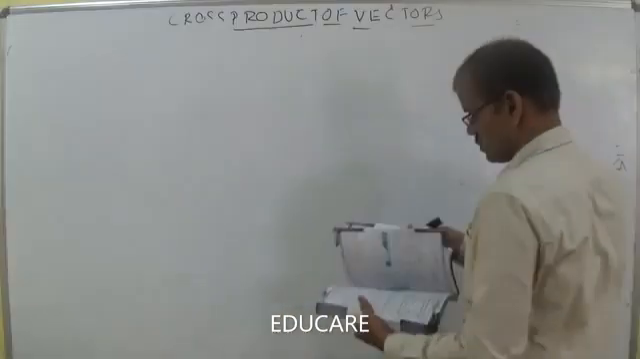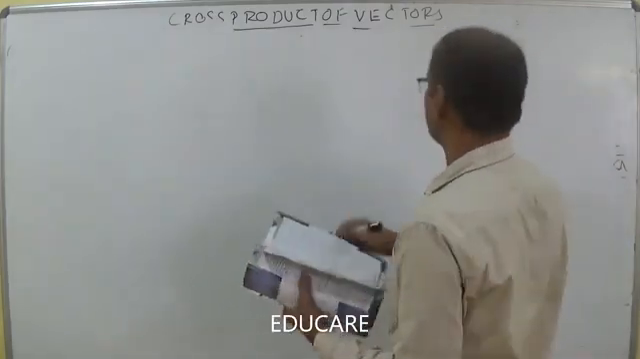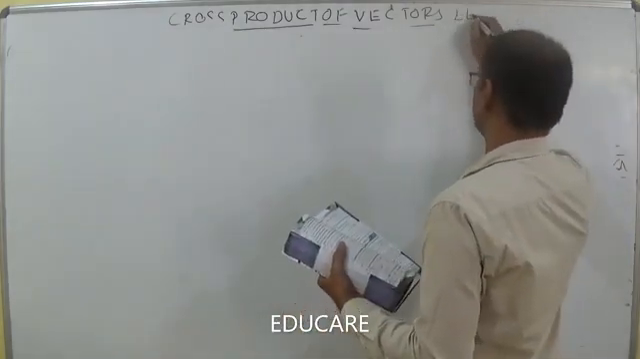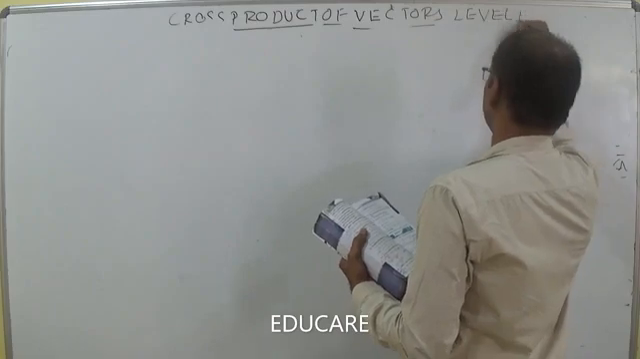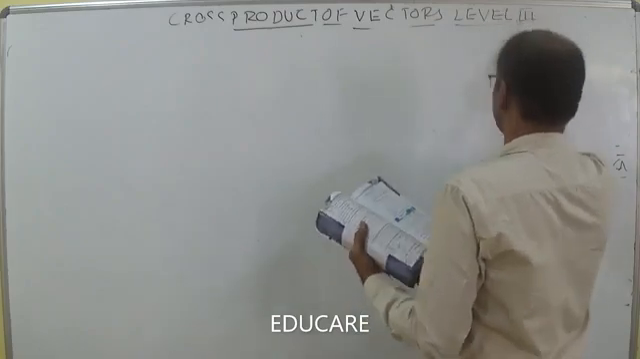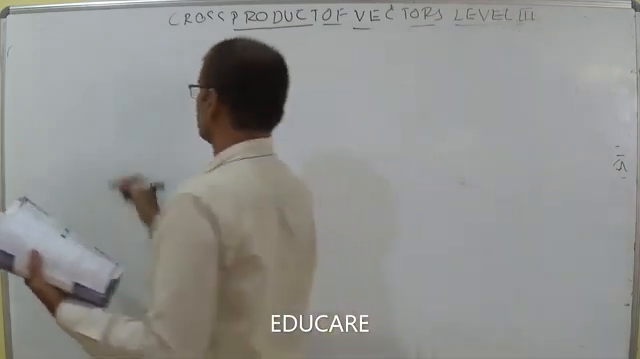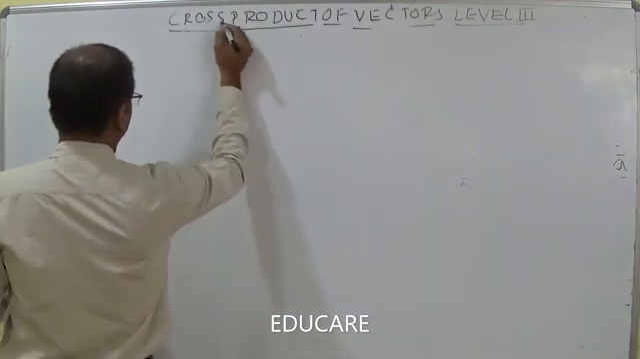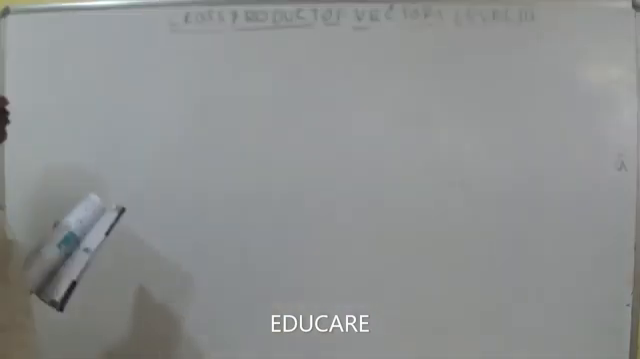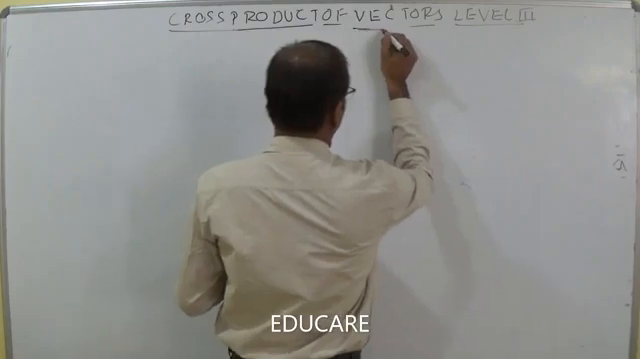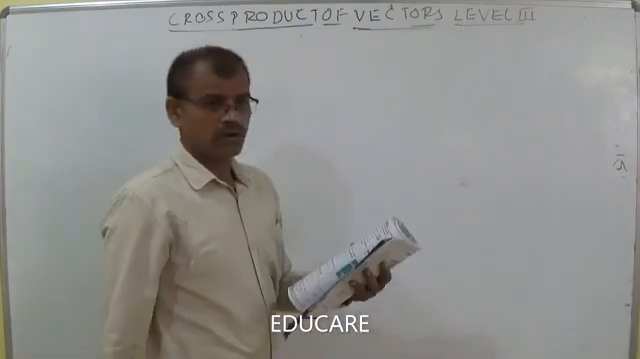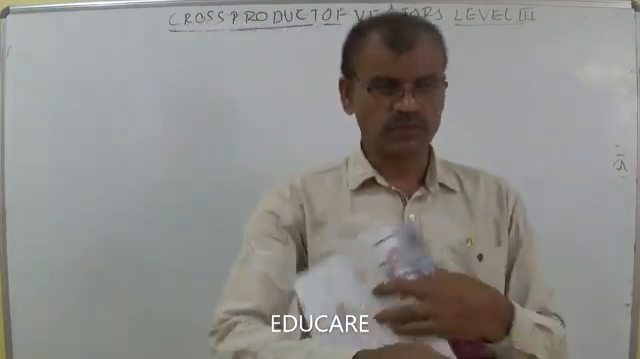Total 19 sums are there in level 3. If we finish off this chapter, I can say that cross product will be finished. Level 4 sums are easy. I am giving them as homework to you. Only I will handle level 3 sums now.